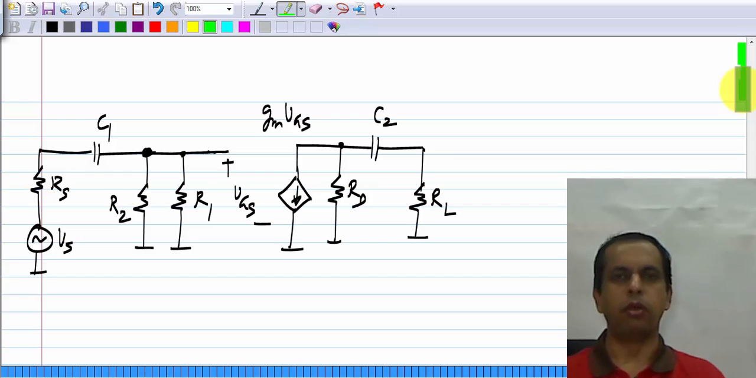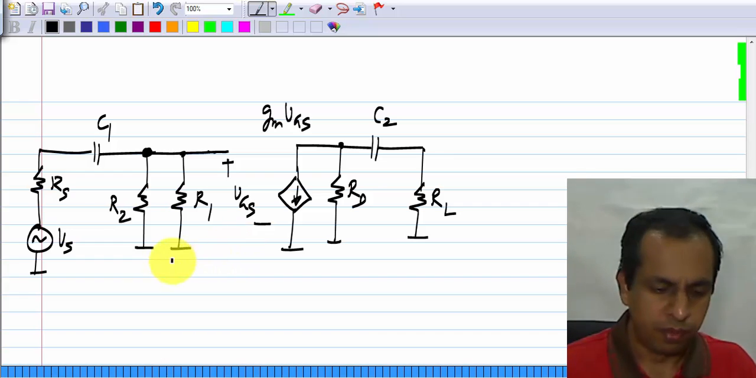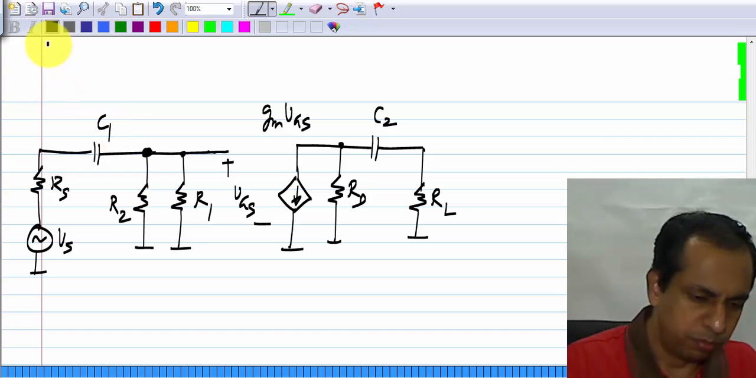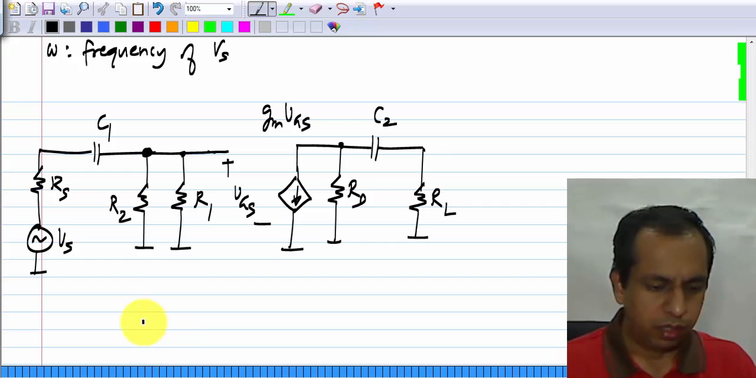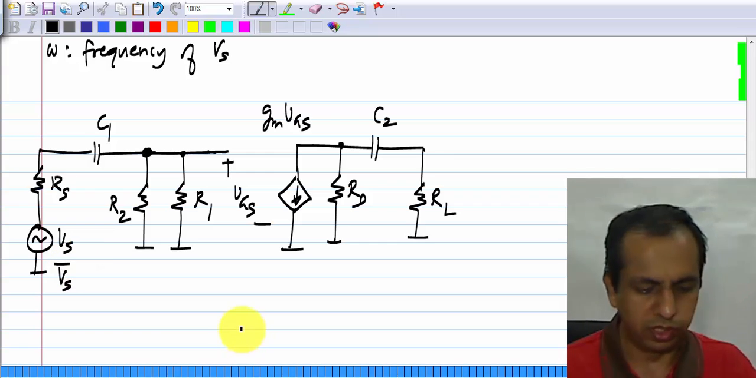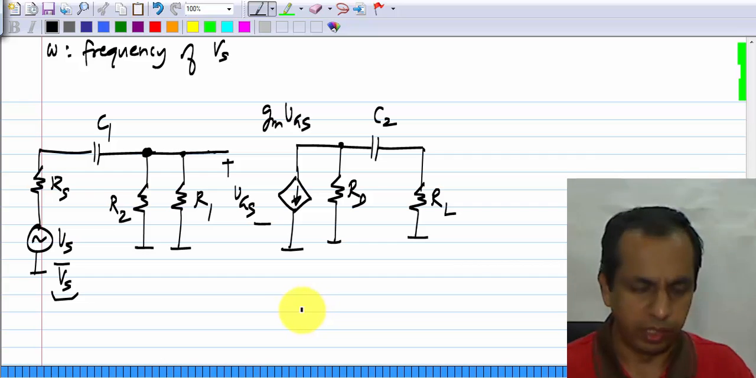In order to analyze a circuit which has capacitors and inductors, we need to do sinusoidal steady state analysis. We will assume that the input Vs is a sinusoid at a frequency omega, some omega. And we know that while doing sinusoidal analysis, we represent all voltages and currents by phasors. That is what I do here. This is the phasor corresponding to the input voltage.